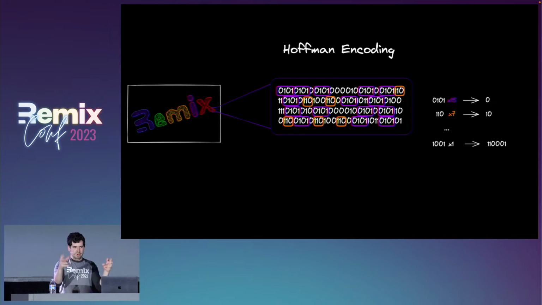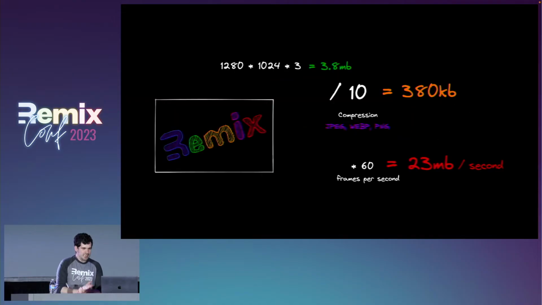So now that we've seen those three techniques and you can combine them together, what is the impact on our image size? In practice, and this is a very rough order of magnitude, we can divide by 10 the size of the image. So instead of having one image weigh 4 megabytes, now it's 400K. So it's much better. And the names of the compression algorithms are JPEG, WebP, PNG, just for your culture. So now it's still a bit too much. Like 23 megabytes per second is much better than 200, but it's still a lot.